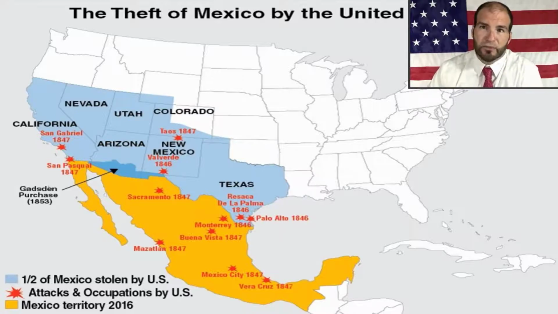Santa Anna is furious. He realizes what America had done. He basically picked a fake war just to steal all their land from them. Santa Anna is furious because we tried to buy it for $30 million and then they wouldn't sell. So we picked a war with them so we could take it from them.